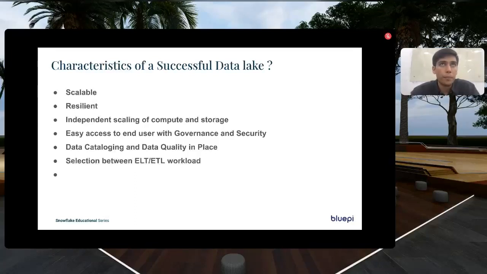So in our company in GroupI as well, we primarily use only ELT workloads. In very rare situations, we favor ETL workloads.